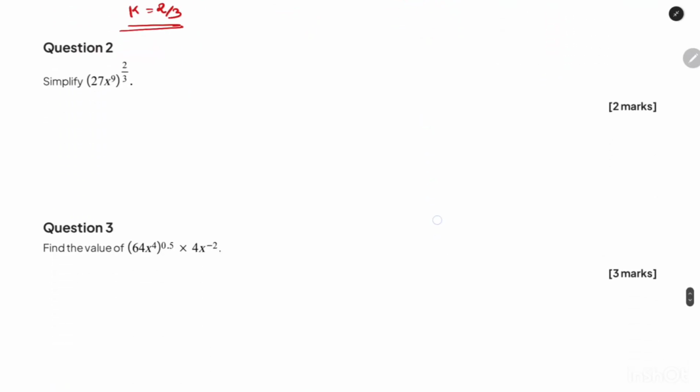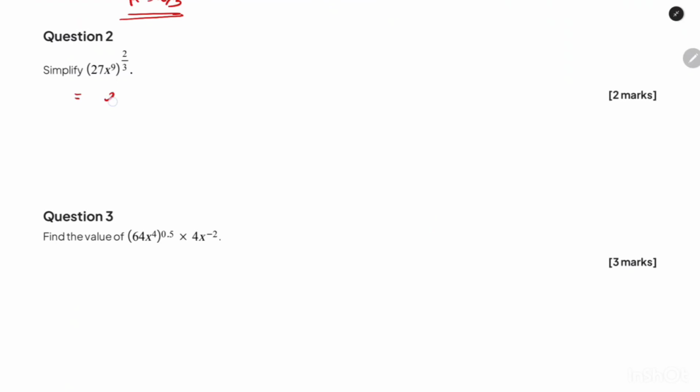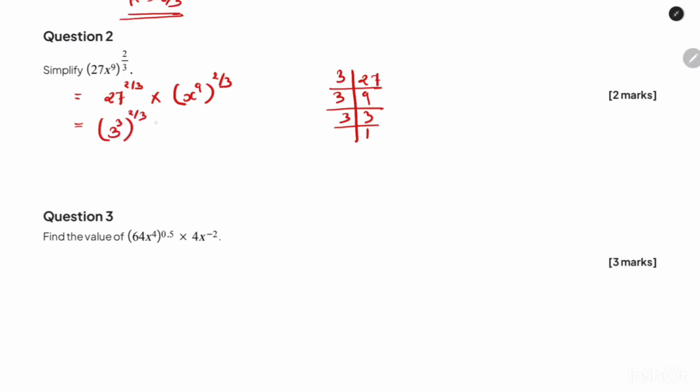Second question. This is simple. You can give them separate powers. So this x raised to 9 to the power 2 by 3. Now this power will be multiplied, but here in the case of 27, if the power is in fraction, do the prime factorization of base. So this 27 can be prime factorized as 3 raised to 3. So you can write 3 raised to 3 to the power 2 by 3 into x raised to 9 into 2 by 3, which is 6 only. So now this 3 got cut, so 3 raised to 2 into x raised to 6, which is 9x raised to 6.